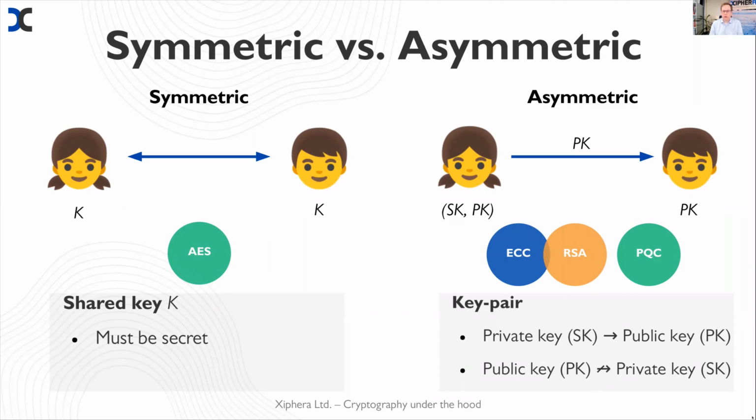An asymmetric crypto system then again has a pair of keys. So it has a private part and a public part, so that the public part can be computed from the private part, but it is in practice impossible to compute the inverse operation, that is to compute the private key from the public key. And therefore only the private key must be secret and the public part can be shared freely.